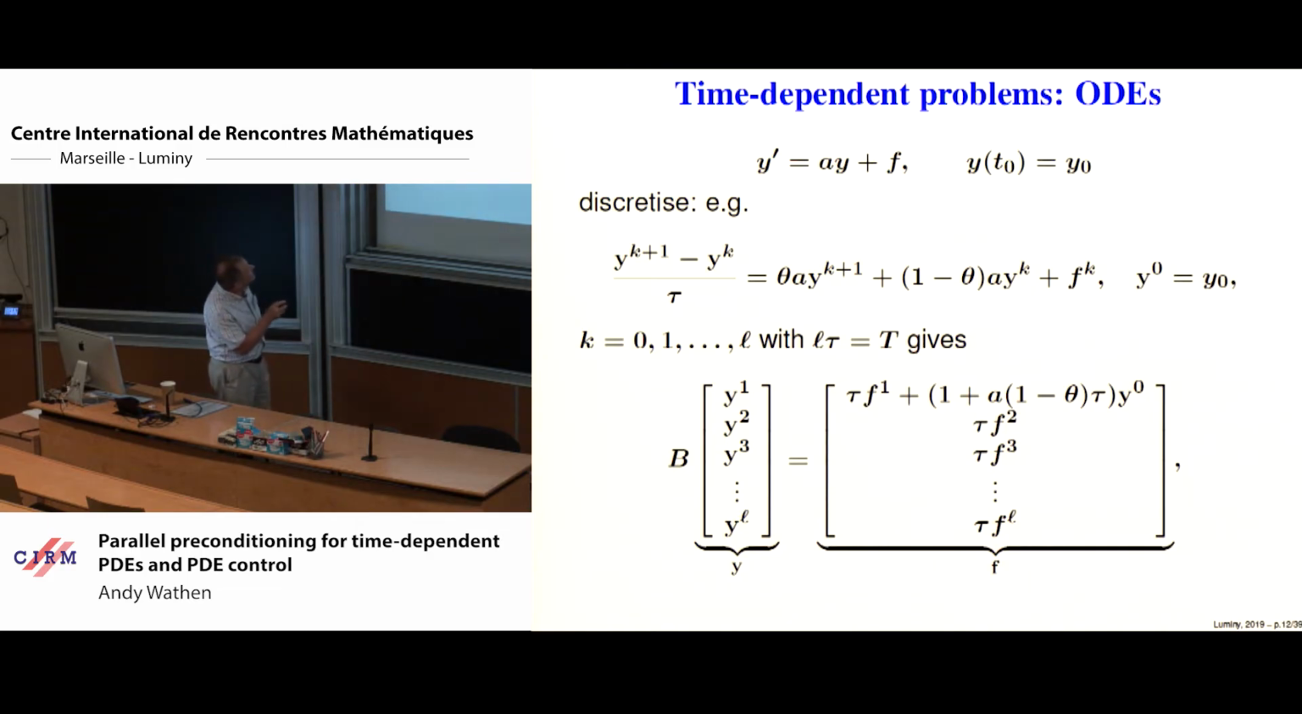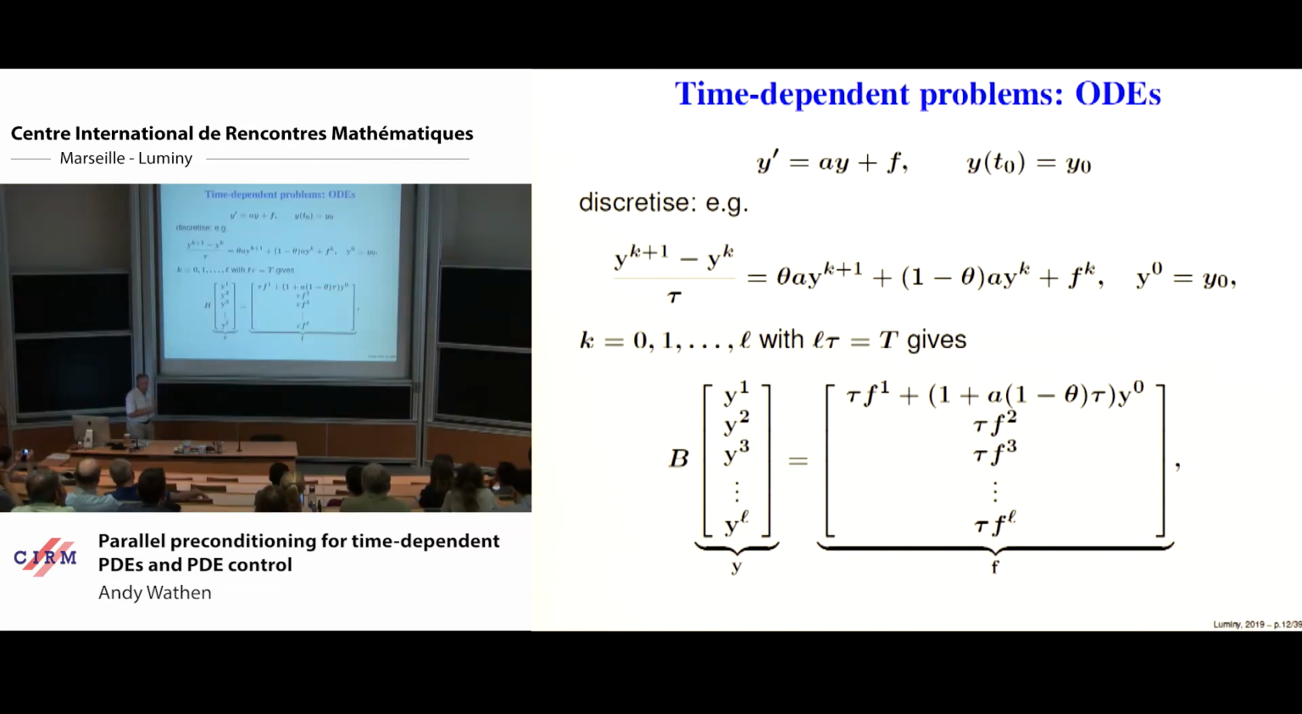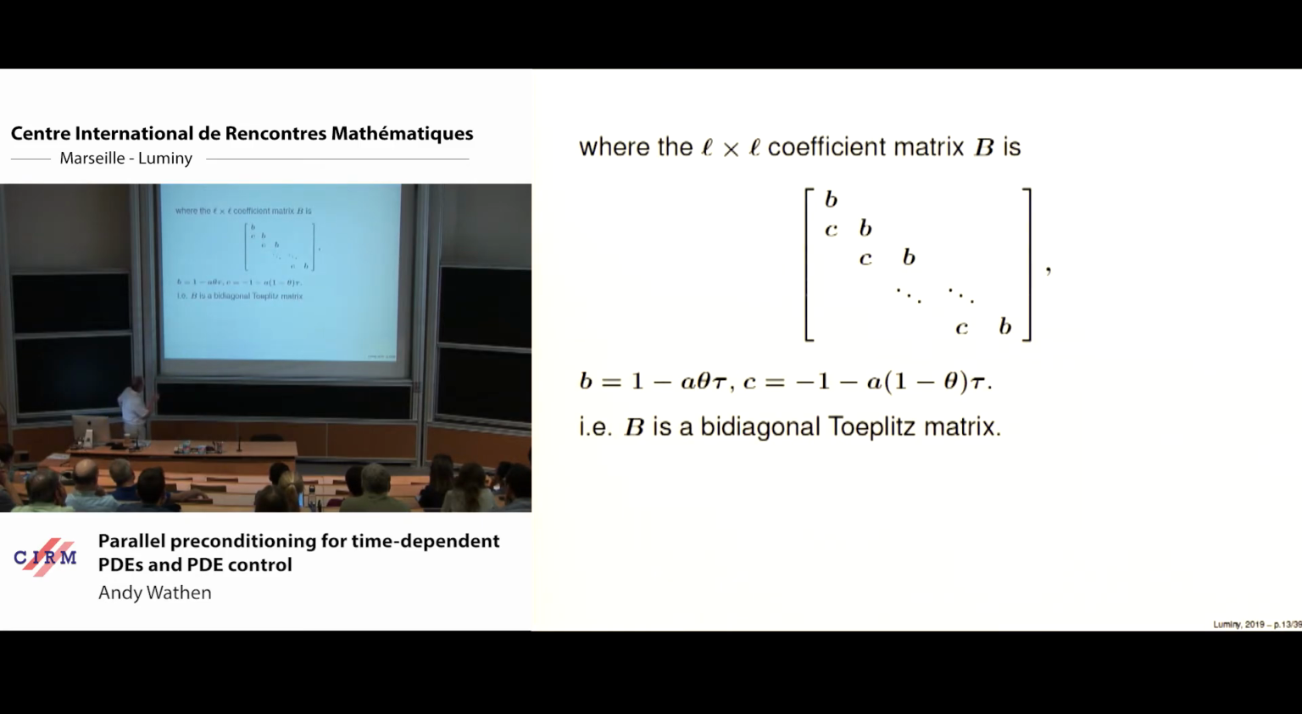I can write down this system as a matrix system, and it looks like this. I have a matrix B, and the values y_1, y_2, y_3 up to y_L. So that's the complete trajectory for my ordinary differential equation. And then these are the right-hand sides. B looks like this. It's L by L. It's a bidiagonal matrix, triangular. B is this number, C is this number. So this is what is called a Toeplitz matrix, because it has constant diagonals.